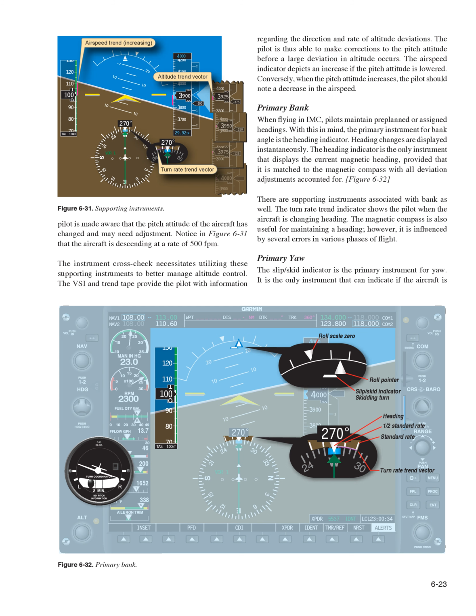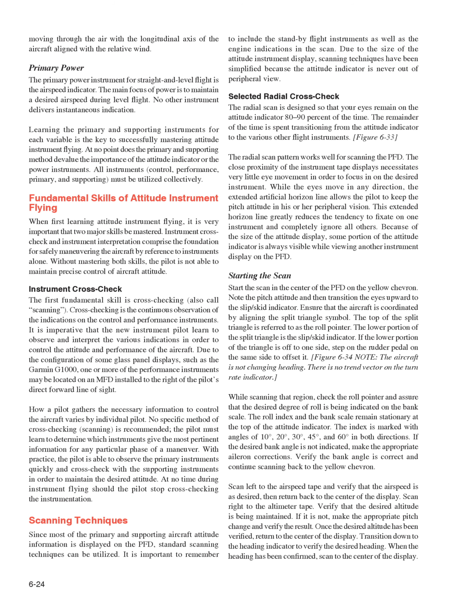It is the only instrument that can indicate if the aircraft is moving through the air with the longitudinal axis of the aircraft aligned with the relative wind. Primary power: the primary power instrument for straight and level flight is the airspeed indicator. The main focus of power is to maintain a desired airspeed during level flight. No other instrument delivers instantaneous indication.